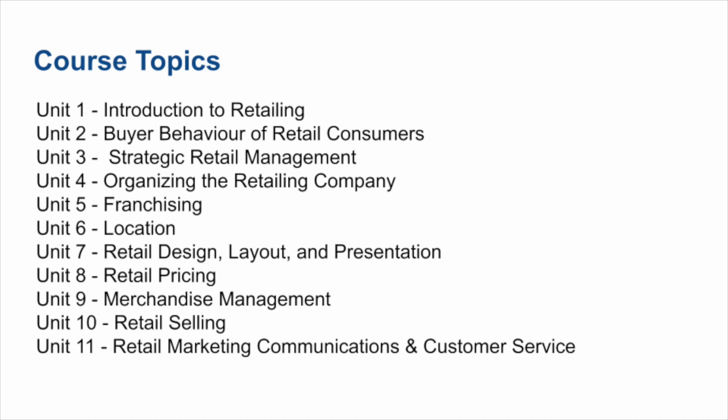There are 11 units in this course. We're going to be dealing with the Introduction to Retailing, followed by Buyer Behavior and Retail Consumers. Strategic Retail Management is next, followed by Organizing a Retail Company. That's followed up by Franchising. Then we're going to be talking location. Then we'll be talking retail design, layout, and presentation. In Unit 8, we'll be looking at retail pricing. In Unit 9, merchandise management. Unit 10, retail selling. And finally, Unit 11, retail marketing communications and customer service.